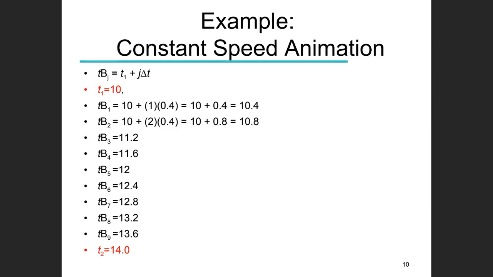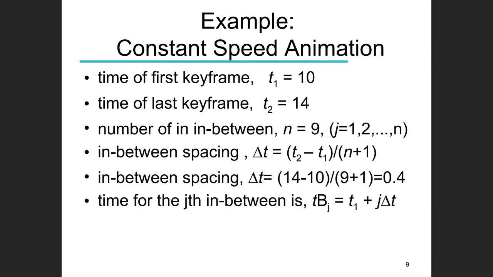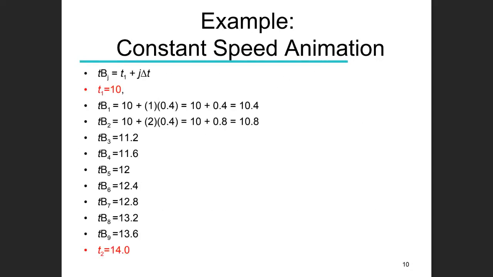Let's see some calculation for this. In the previous example, we had 9 in-between frames, t1 was equal to 10, t2 was 14, and delta t was equal to 0.4. If we have to calculate the timing for these 9 in-between frames, we calculate TB1, the first in-between, TB2, the second in-between, TB3, the third in-between, using the equation TBj is equal to T1 plus j multiplied by delta T. Here T1 is the first keyframe and TB1 is the first in-between frame.